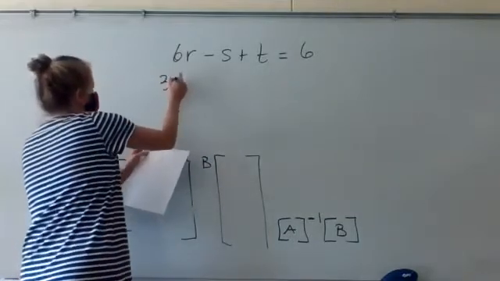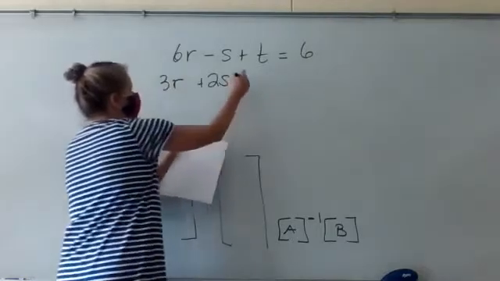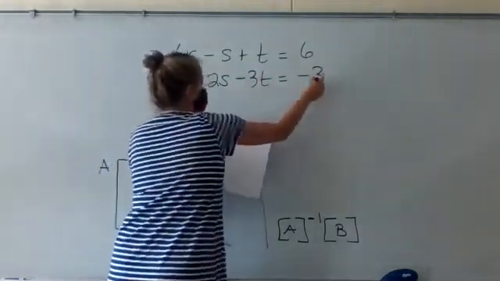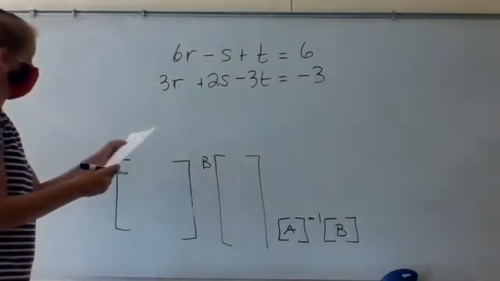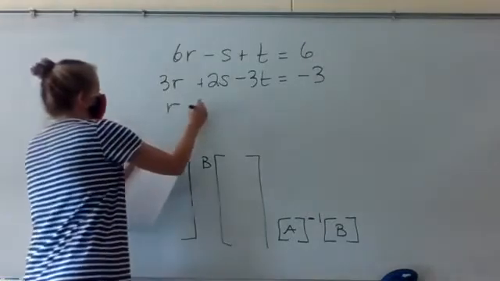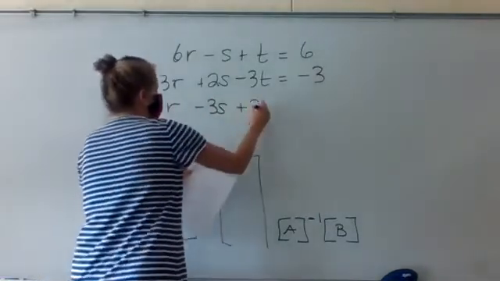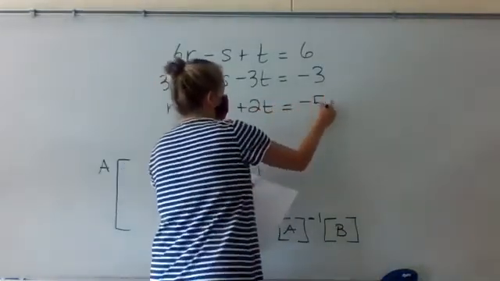3r plus 2s minus 3t equals negative 3. And the last one, r minus 3s plus 2t equals negative 5.